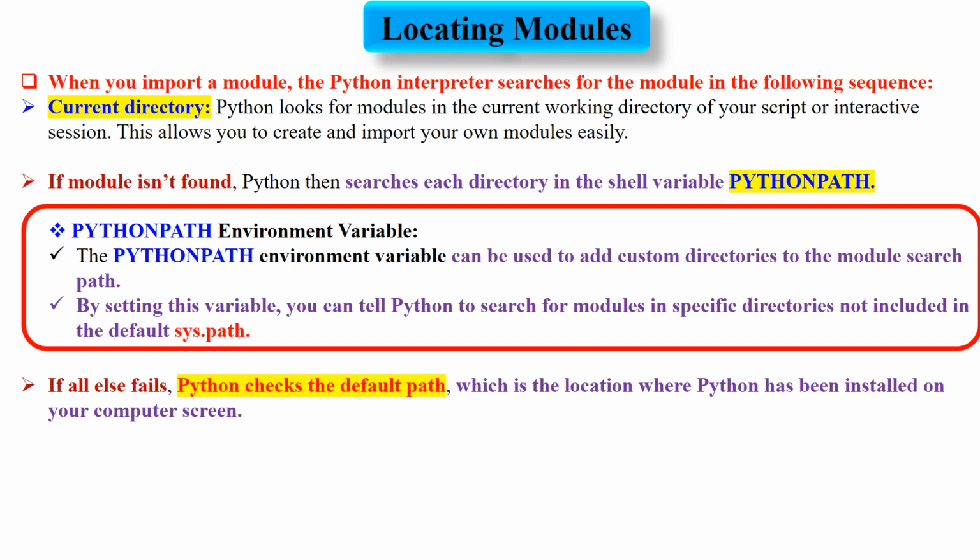The PYTHONPATH environment variable can be used to add custom directories to the module search path. By setting this variable, you can tell Python to search for modules in specific directories not included in the default sys.path. Finally, if all else fails, Python checks the default path, which is the location where Python has been installed on your computer.